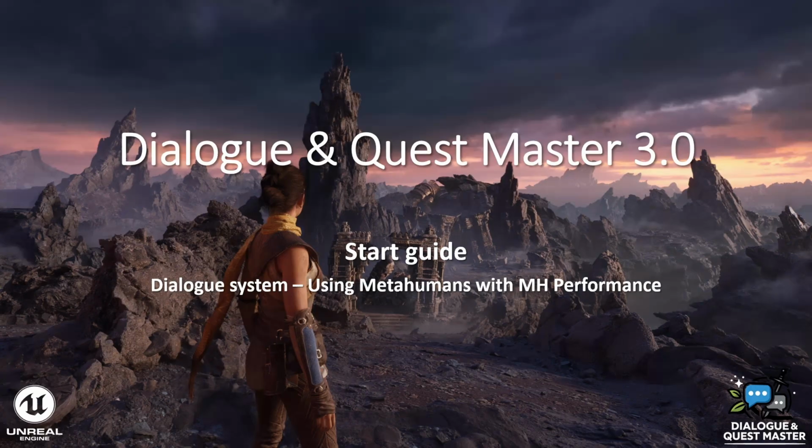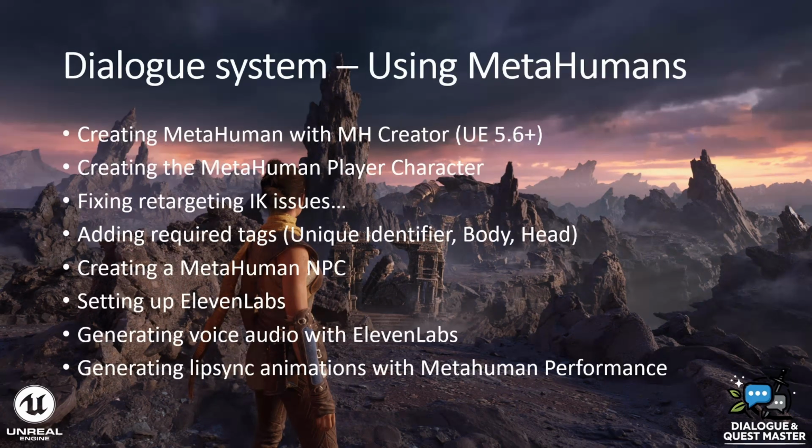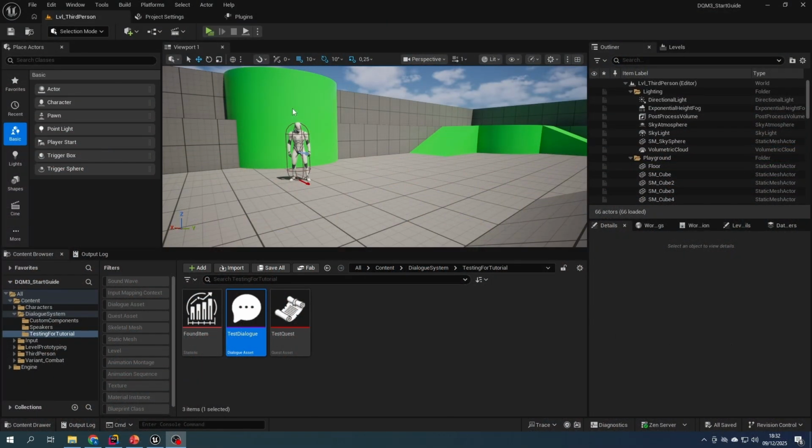Welcome back. In this video we're going to build a fully playable MetaHuman character and an NPC, fix retargeting issues, set up ElevenLabs, generate voice acting automatically, and create facial animations with MetaHuman Performance. By the end of this video, you'll be able to transform plain text into a full cinematic dialogue sequence in just a few minutes. Let's get started.